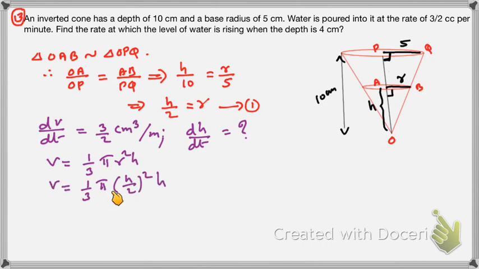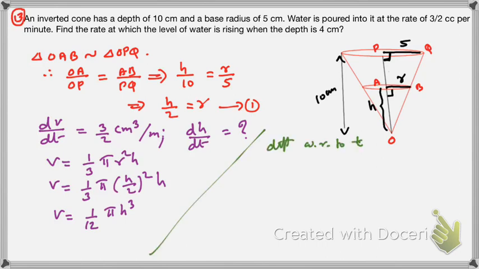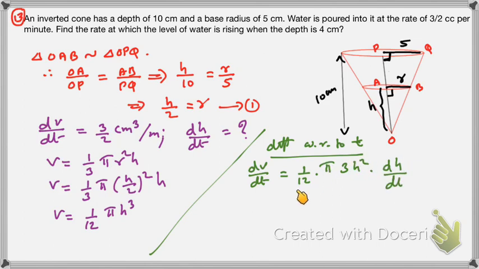So V is equal to 1 by 3 pi into R, which is H by 2, the whole square, into H. Do a little bit of simplification. This is going to be H squared times H is H cubed, and 4 times 3 is 12. So V is equal to 1 by 12 pi H cubed. And once you get this relation, we are ready to differentiate with respect to t. Differentiating with respect to t, we get dV by dt is equal to 1 by 12 pi stays there, H cubed becomes 3h squared into dH by dt. H cubed derivative is 3h squared into dH by dt.